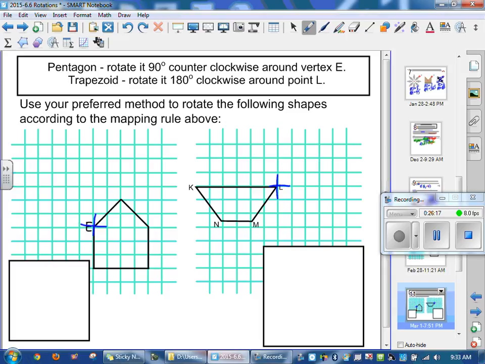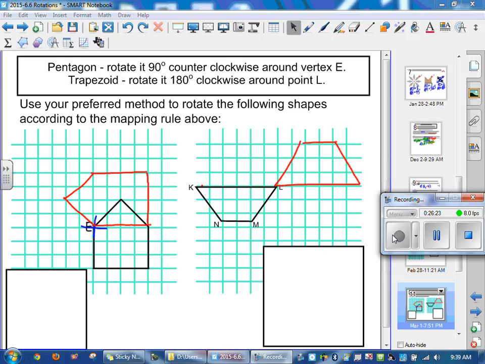Here are our new objects. Make sure you have those correct. Now you need to rename them. Over here, L is now becoming L prime. Then we move and we have M. M is going to be M prime, N prime, and K prime. Over here we just have E, which will become E prime. Did everybody label them correctly? Okay, good. All right, next question.